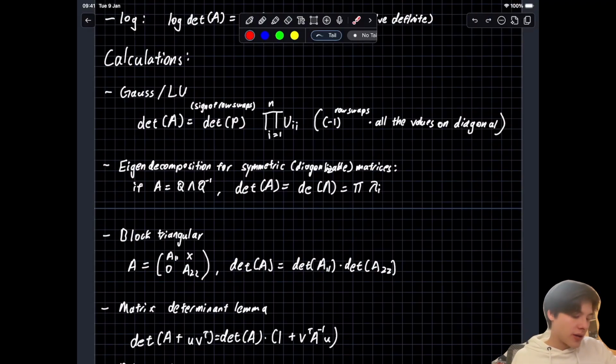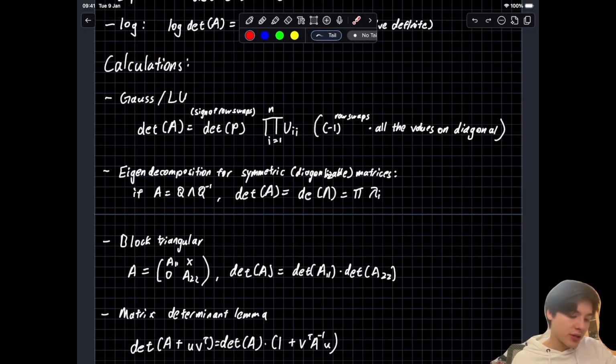So we could do Gauss or LU. So sign of row swaps. We just remember how many times the row gets swapped, and then we multiply all the values on the diagonal. So it's basically all the values on the diagonal times the row swaps.